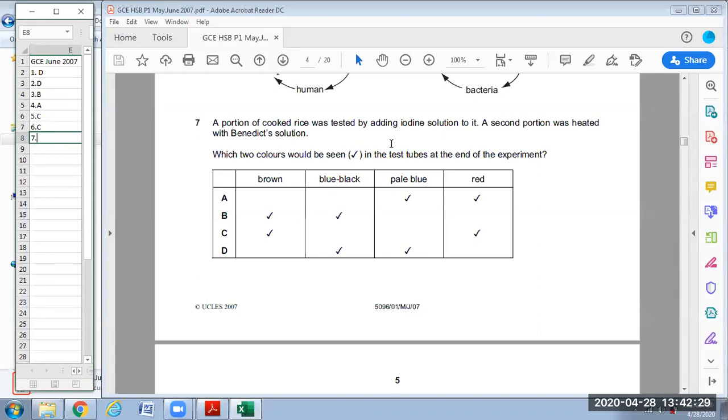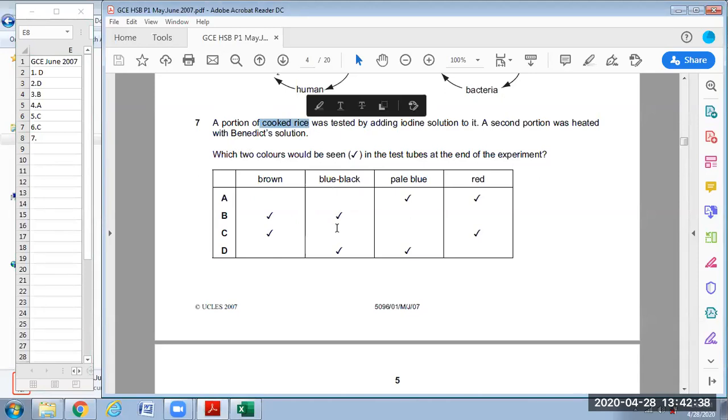So it's either between B and D. If it's blue and black, that means it has iodine, right? So let's see, portion of cooked rice. Cooked rice is a starch, so it definitely turns blue-black. Tick. And then the second portion, now if you completely break down rice, you get sugar.